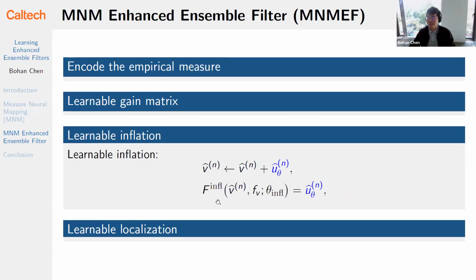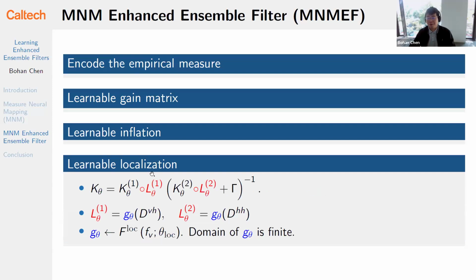And this U theta is an output of such an MLP. This MLP only takes the state Vn and also the set transformer output here. This is the learnable inflation, and after the analysis step, we adjust the state by this learnable inflation.